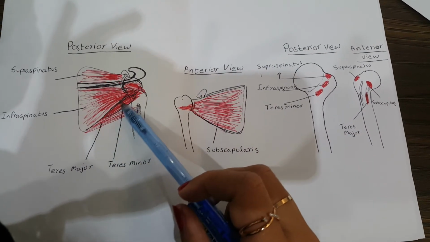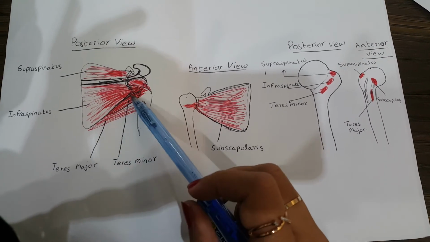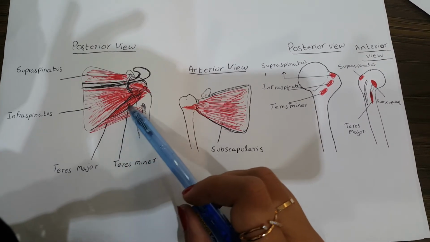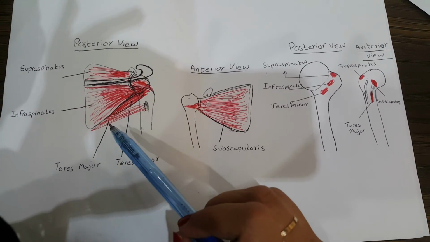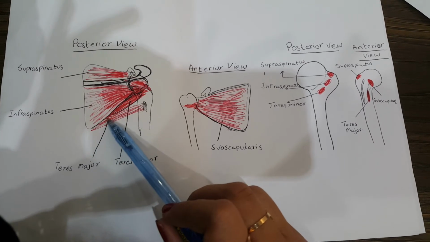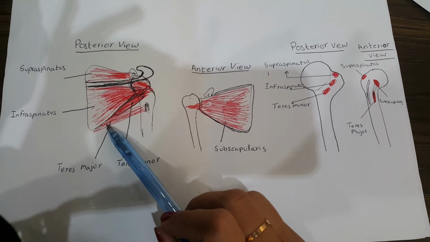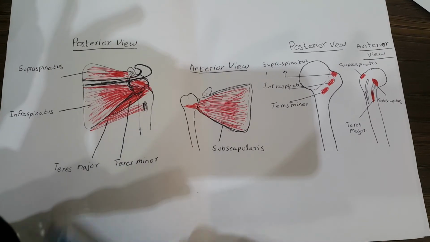Lateral border of scapula, upper 2/3 part gives origin to teres minor muscle that is inserted over the greater tubercle of the humerus, lowest impression. Teres major muscle originates from lower 1/3 part of the lateral border of the scapula and this muscle is inserted over the bicipital groove.